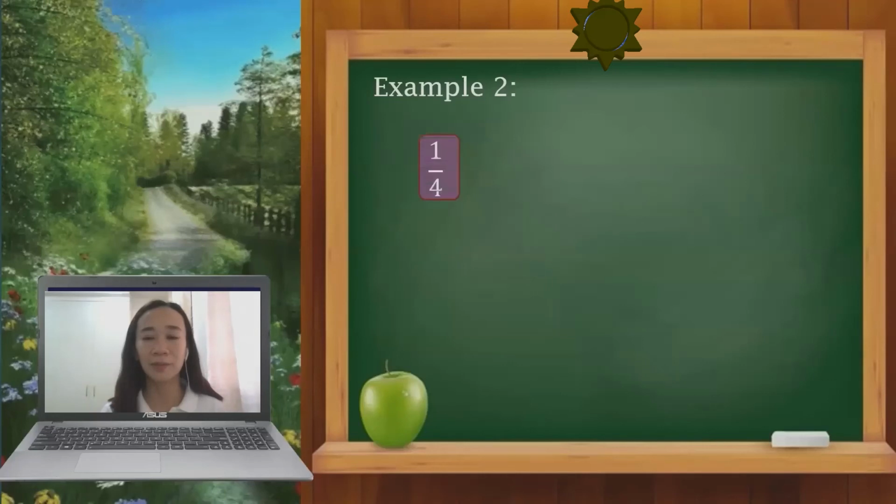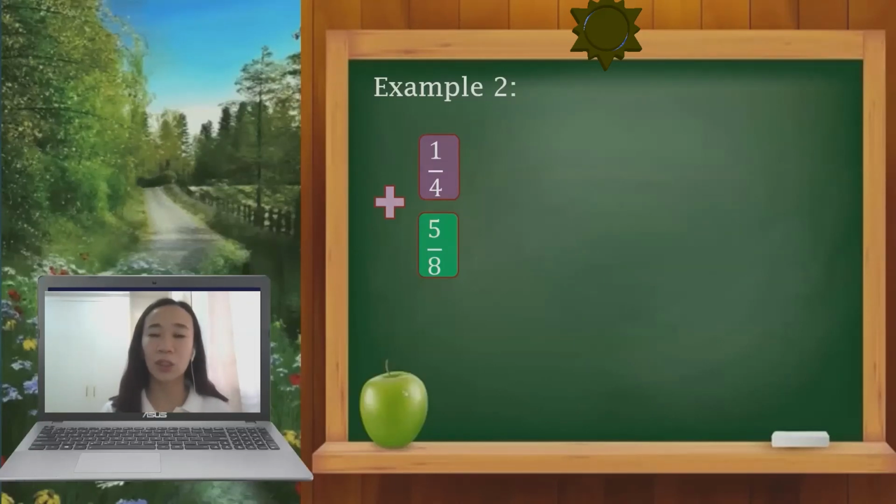Next example, 1/4 plus 5 over 8. Let us keep counting by 4 and 8 and let's see what is the first common multiple of 4 and 8. 8, 16. How about the 4? 4, 8. Then we can know that 8 is the first common multiple of 4 and 8. Then our least common denominator is 8.